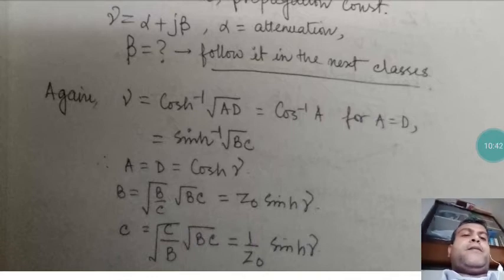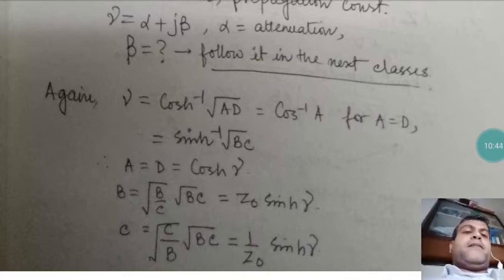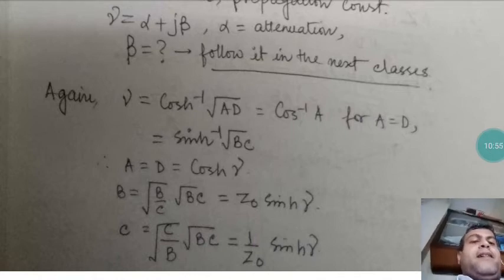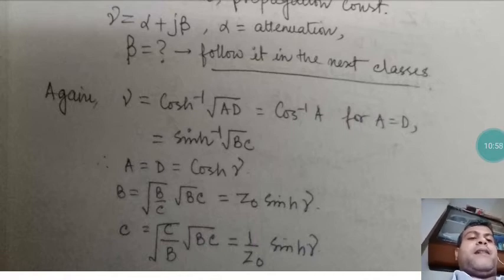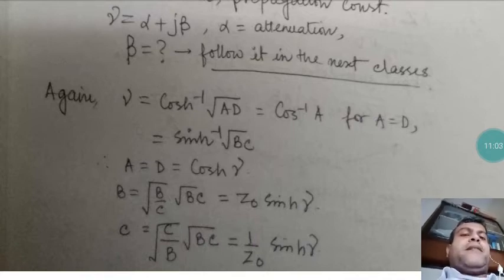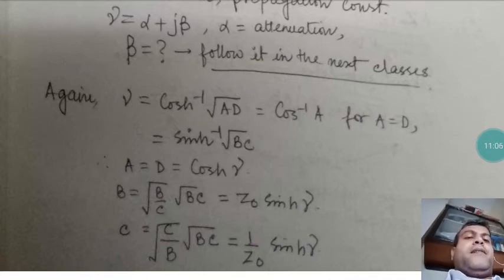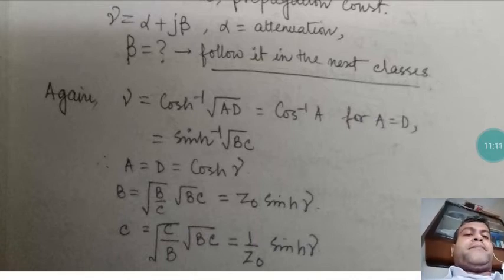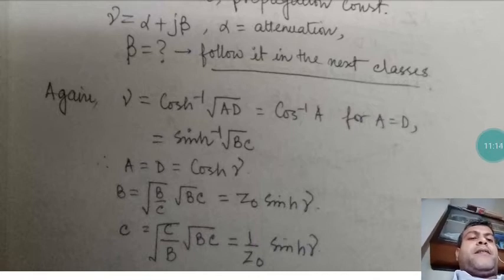In the next part we are expressing the entire content with the help of the gamma value. So A equals D equals cosh gamma. From this equation you can write it, because you can put D equals A, so D equals cosh gamma. And here B equals Z0 sinh gamma. How am I getting this? B can be written as root over B by C into root over BC. Root over BC is sinh gamma, because I have already expressed this here, and putting this value in this one, we get Z0 sinh gamma. In the same way, C equals 1 by Z0 sinh gamma.